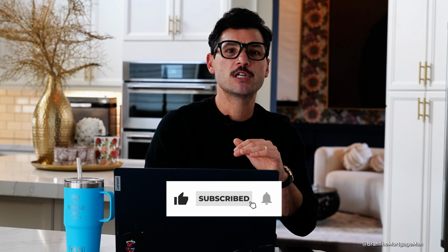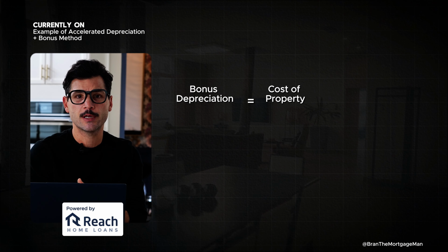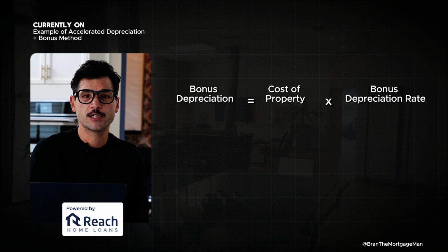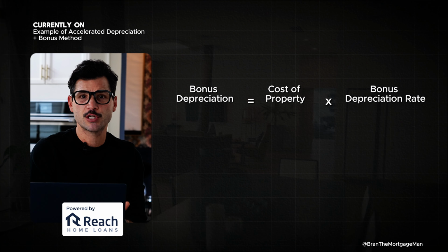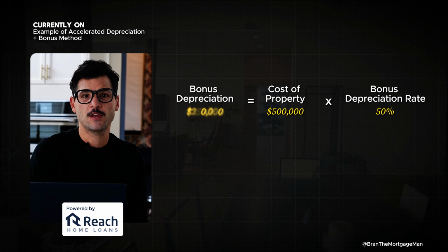The bonus depreciation rate can vary depending on the tax laws in effect at the time, but for this example, let's use the bonus depreciation of 50%. So bonus depreciation equals the cost of the property multiplied by the bonus depreciation rate. In this case, bonus depreciation would be $500,000 times 50%, which equals $250,000.